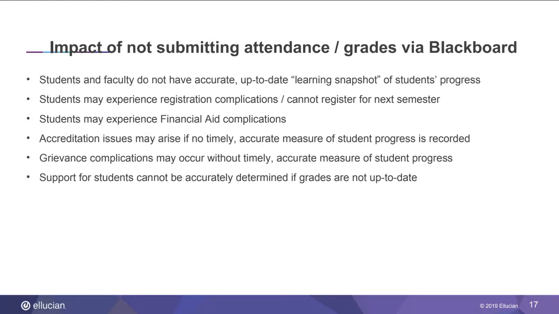If they don't know their grades, if the institution doesn't know their academic standing, other problems come up, not being able to register for courses in the following semester. There may be financial aid issues as well. We can see that if the institution doesn't know about current academic status of students, there could be accreditation issues that come up as well if we can't accurately measure student progress and have a recorded documentation of that.